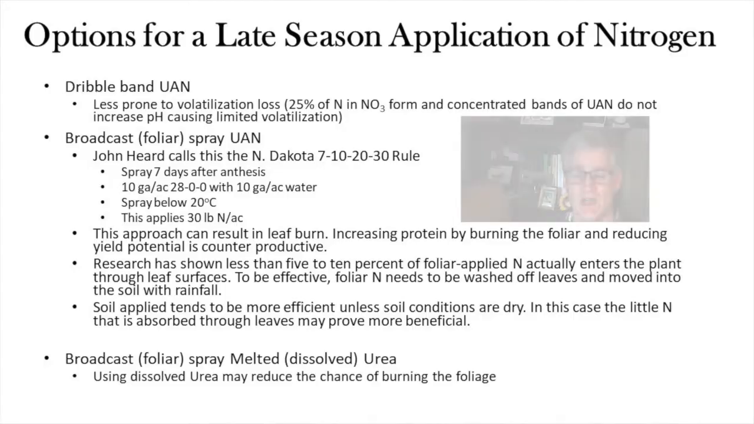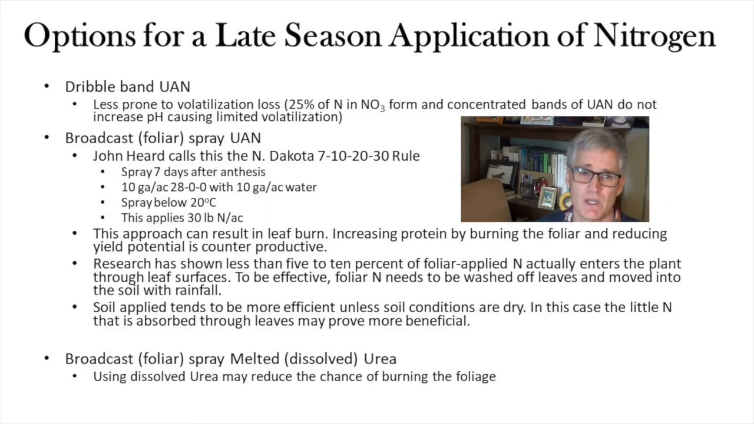Well, we could consider late season applications of nitrogen. And you could consider a dribble band application of UAN, which is a good choice over broadcast applications of urea, because they're less prone to volatilization. In UAN, a quarter of the nitrogen is nitrate. That's not prone to volatilization. And also, a concentrated band of UAN does not increase the pH like a concentrated band of urea or a granule of urea does. When you increase the pH, you favor the production of ammonia gas, and you could lose it to the air. Broadcast foliar spray applications of UAN are also an option.